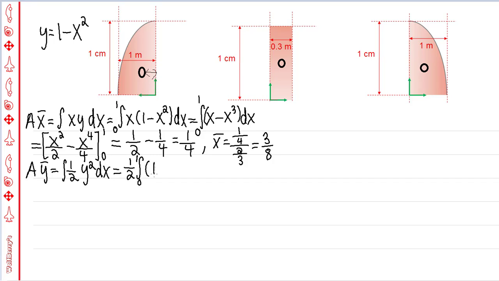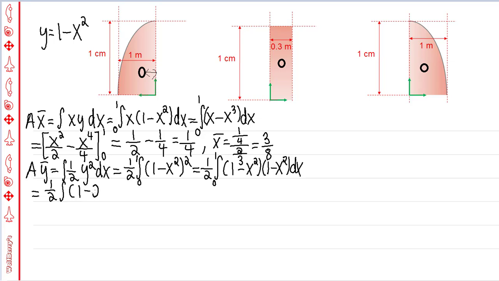Substitute y, 1 minus x squared, all squared. We have to expand the bracket. This is the same as writing half integration between 1 and 0 of 1 minus x squared all multiplied by 1 minus x squared dx, like this. So again, we have to expand the bracket first, then we integrate. Do not forget to integrate. Equals, keeping the half outside, integration. Expanding the bracket will yield 1 minus 2x squared plus x to the power 4.